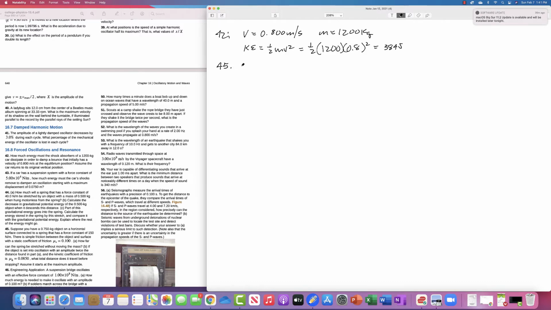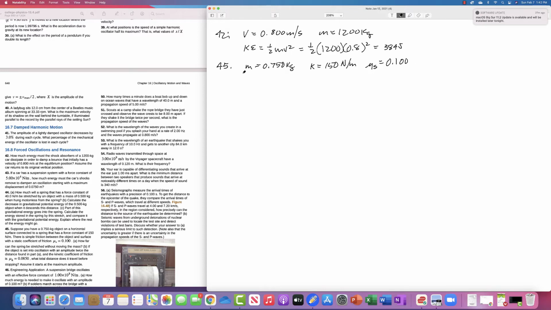Number 45 states, suppose you have a 0.750 kilogram object on a horizontal surface connected to a spring that has a force constant of 150. So k is equal to 150 newtons per meter. And the coefficient of static friction between the object and the surface is 0.100. The question is, and this is the kind of question that I actually like, how far can the spring be stretched without moving the mass?